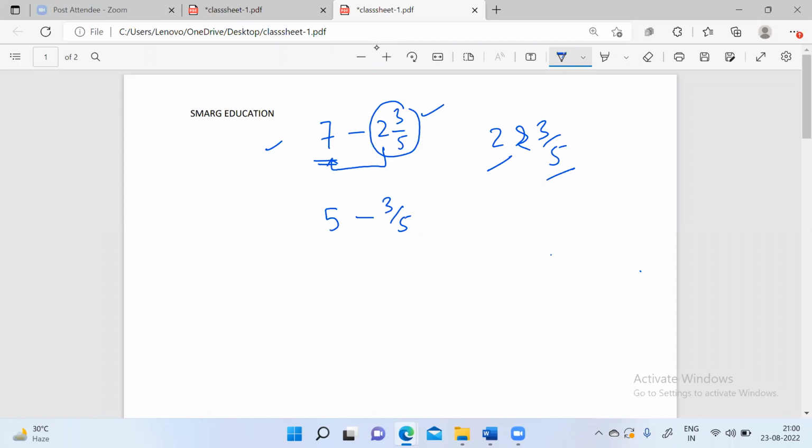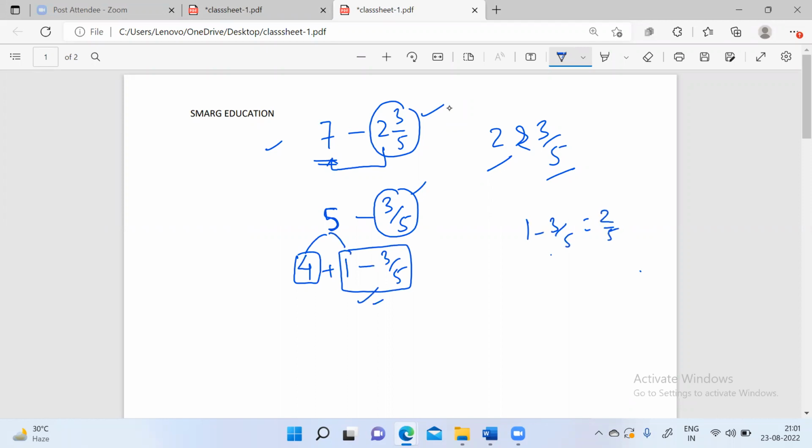Now I know that 3 by 5 is less than 1. Do you know that 3 by 5 is less than 1? Everybody can see it. So I will not disturb the entire 5 here. I will just take 1 from it. I'll divide the 5 into 2 parts, 4 and 1, and I'll subtract 3 by 5 from this 1 only. So what will you get here? 1 minus 3 by 5. What will be the result?